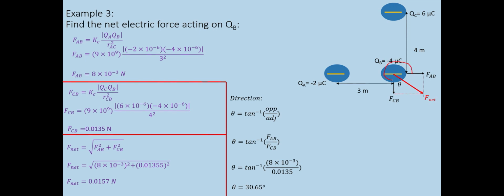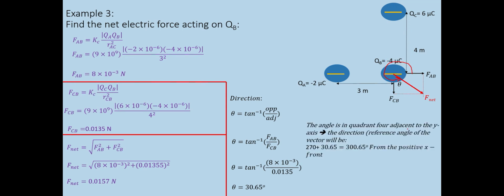It will be this angle, which is 270 plus theta, and we find the answer as 300.65 degrees from the positive x-axis. Or you can do the other angle. You can find this angle, and then the direction will be the whole thing, which is 360 degrees minus this angle. You will get the same exact answer.